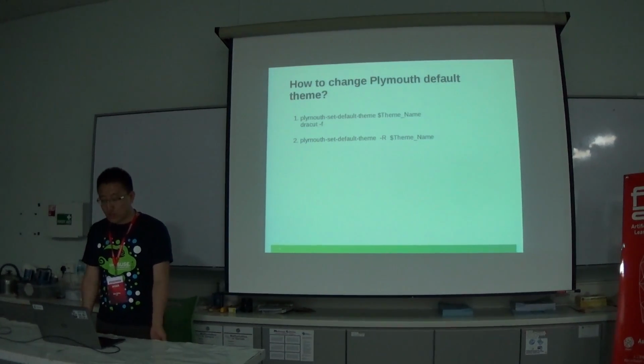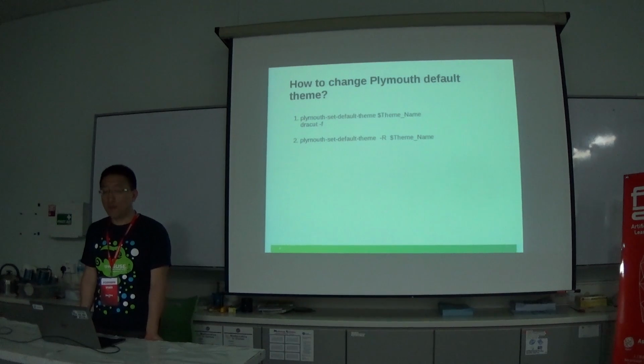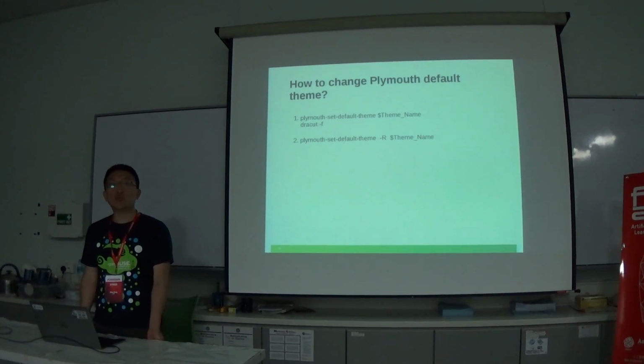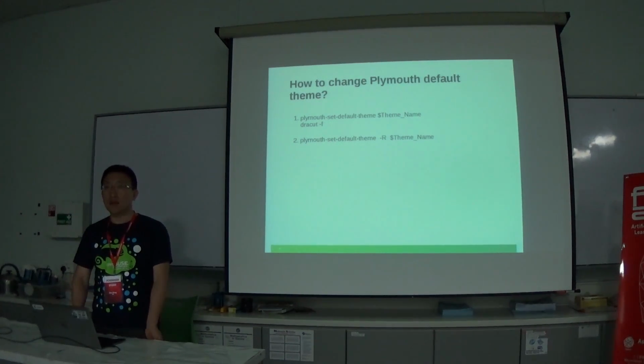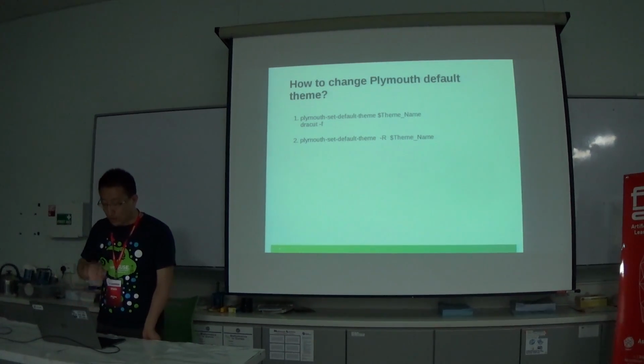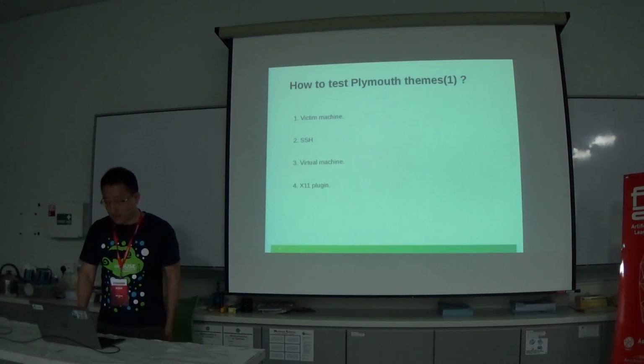How to change Plymouth's default theme? First, Plymouth has two sets of default themes, and we should use dracut -f to regenerate the initrd image to put the new configuration in place when the kernel boots.